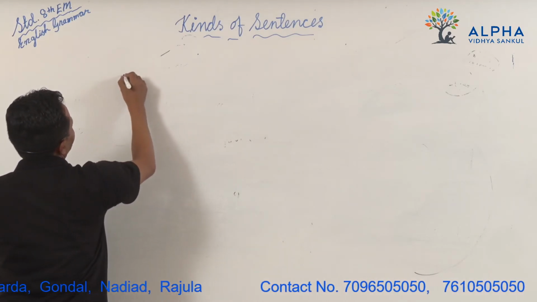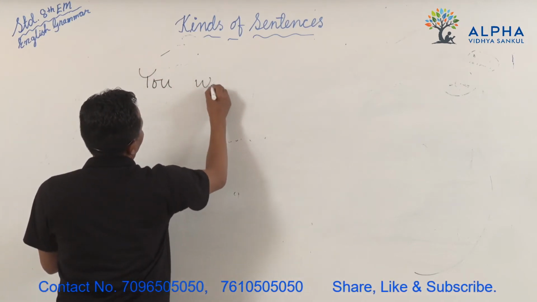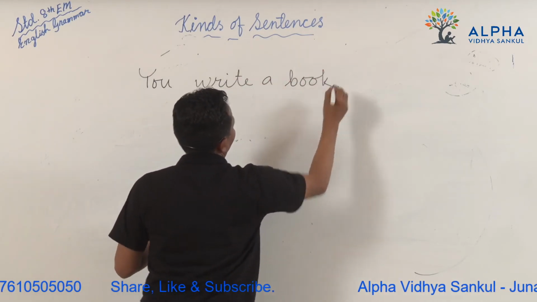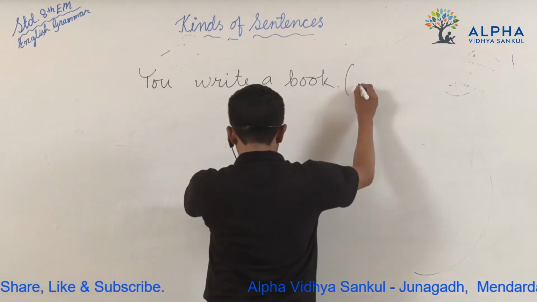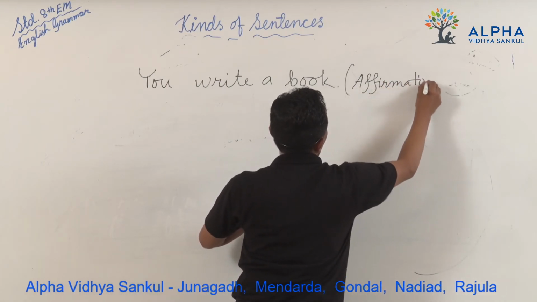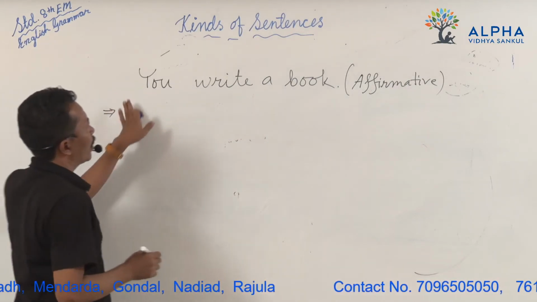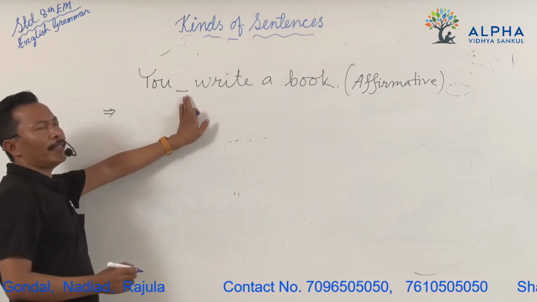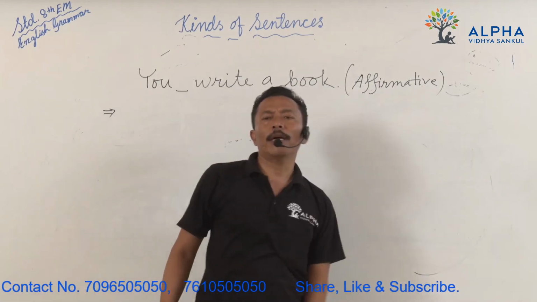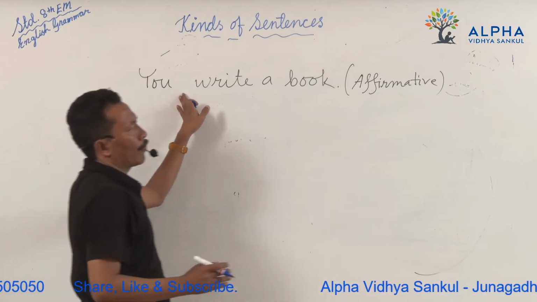Here, you write a book, and this is an affirmative sentence. This is what? This is affirmative. And if we change it, it is not changing, it is formation. How? Can you find here a modal and a primary auxiliary? Suppose am, is, was, were, can, could, may, might. No, it is not available here. So what shall we do?